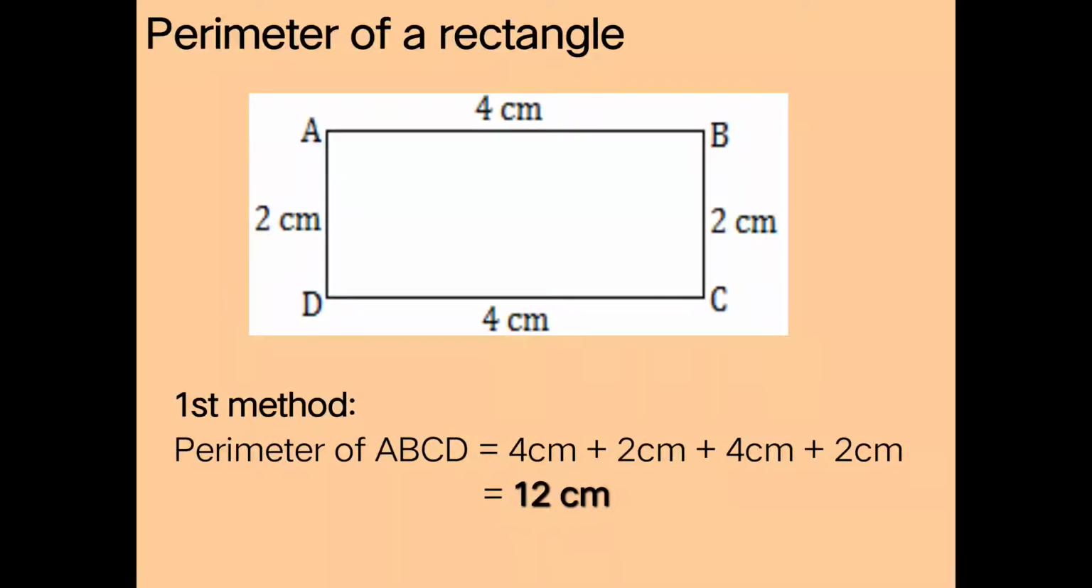The first method is that we have to add all the outer sides which they have given. So we add 4 centimeter plus 2 centimeter plus 4 centimeter plus 2 centimeter. These are the measurements given on the outer surface of the rectangle. If you add all together, you will get 12 centimeter. So the perimeter of the rectangle is 12 centimeter. Now this is the first method. The second method I'll be telling you now.